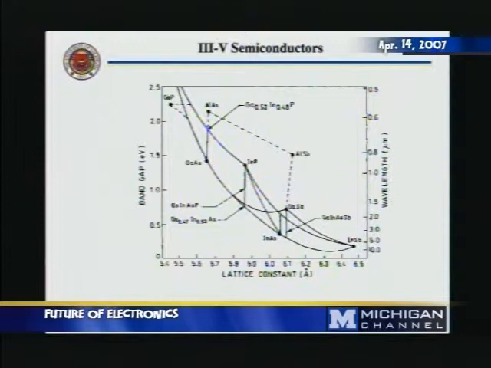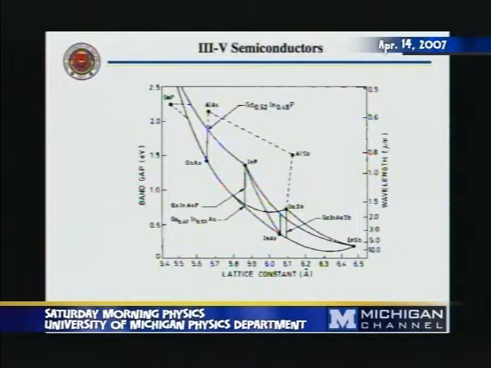So we just plot them. Here is gallium arsenide, here is aluminum arsenide. And the dashed lines are a reminder that some of them are indirect band gap semiconductors, meaning that those are no good for light applications. And the solid ones are all good.